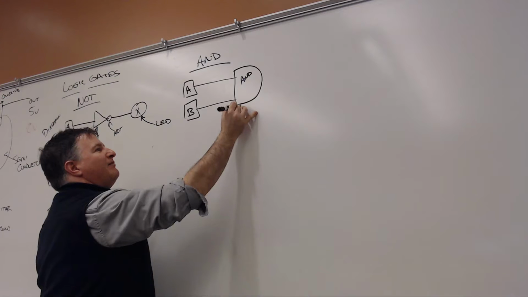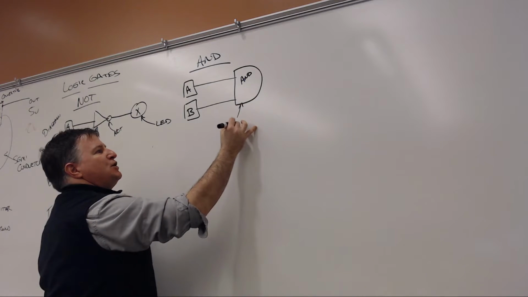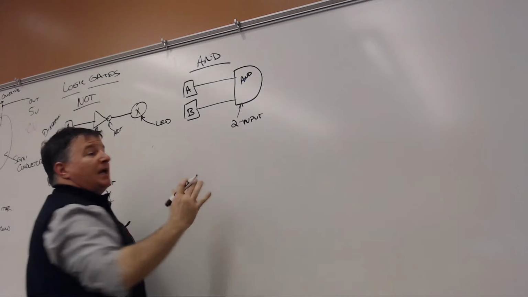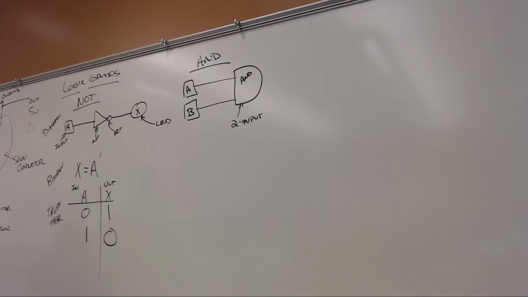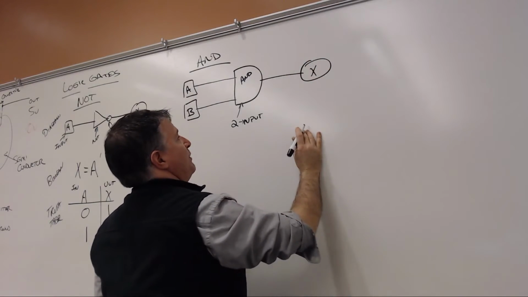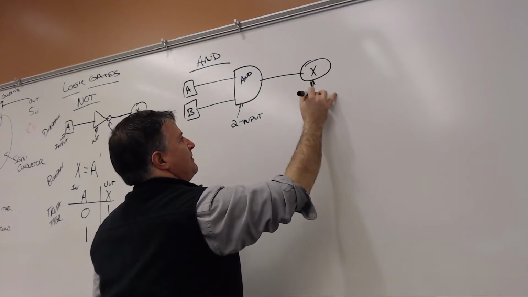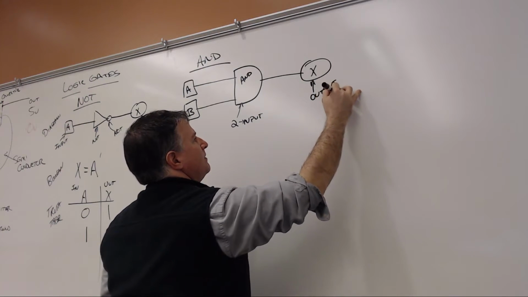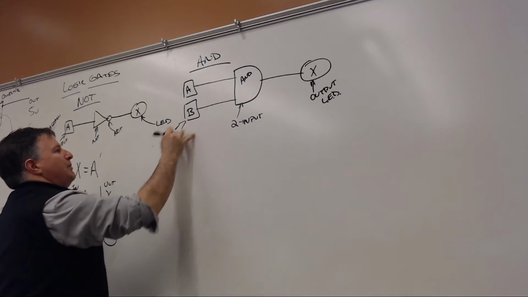I could have more than 2 inputs. This is a 2-input AND gate. But I could have a 3-input AND gate or a 4-input AND gate. We're just going to represent 2-input AND gates. And then I'm going to have an output to an LED, and I'm going to label that LED X. So this is my output LED. These are my input.